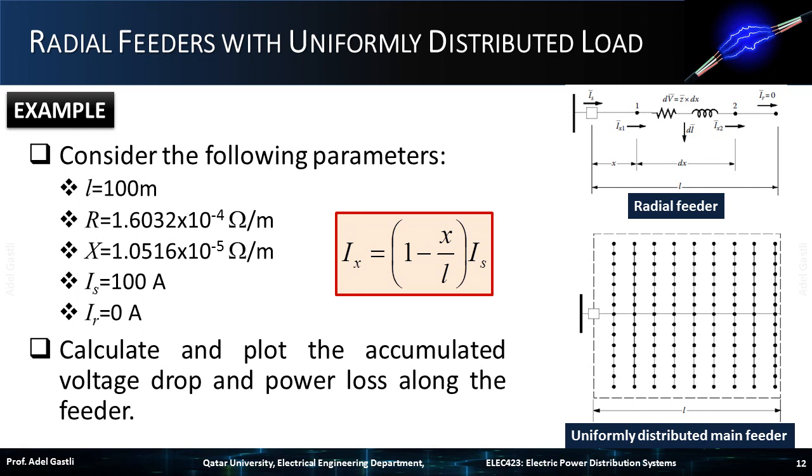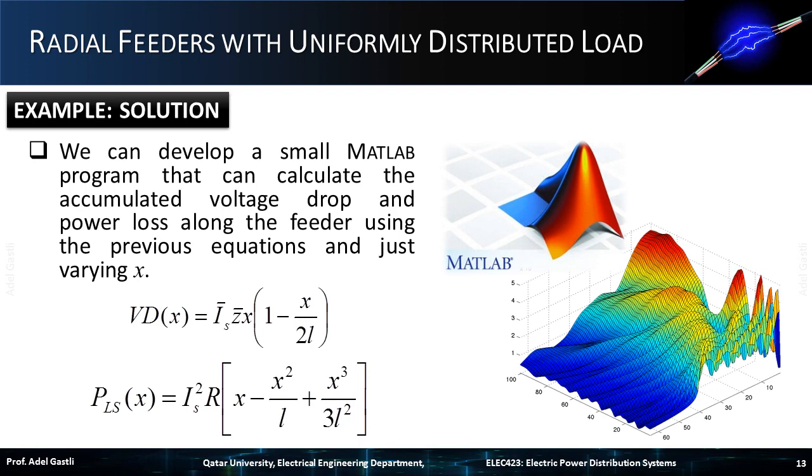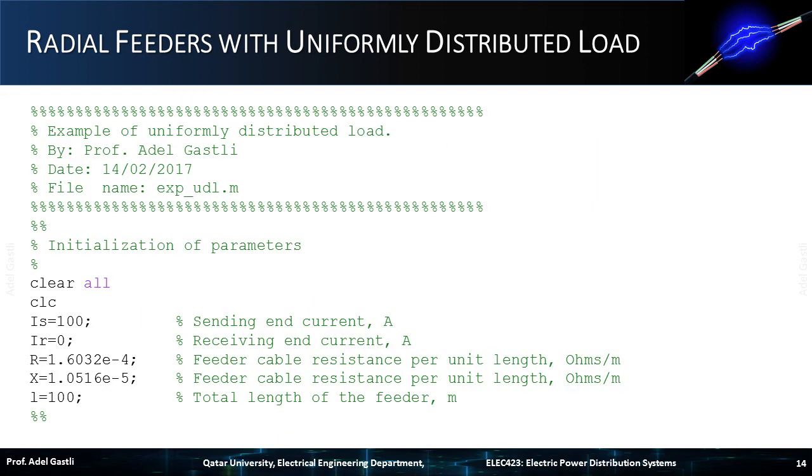In this example, the current equation at any point x on the feeder is given by this equation, which was determined previously. To solve such a problem, we can use the following two equations in MATLAB and vary x from 0 to L to calculate the accumulated voltage drop and power loss along the feeder, using the previous equations. I am going to describe briefly the MATLAB script that is developed for this purpose.